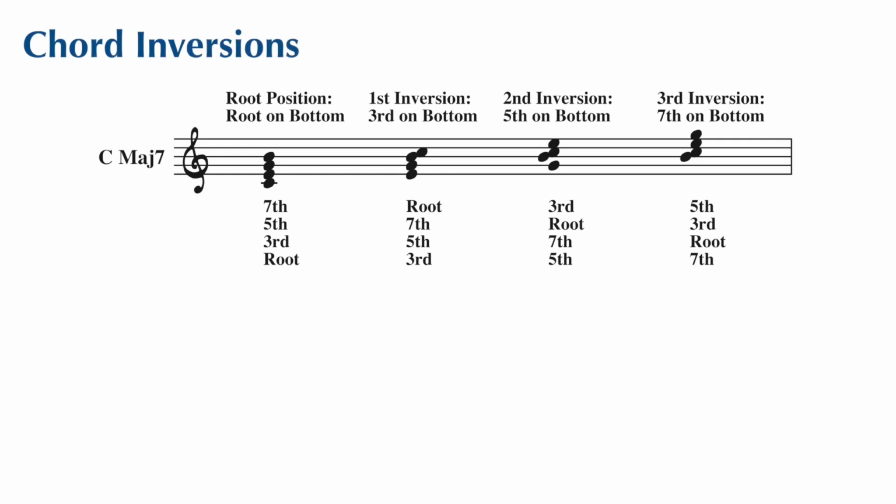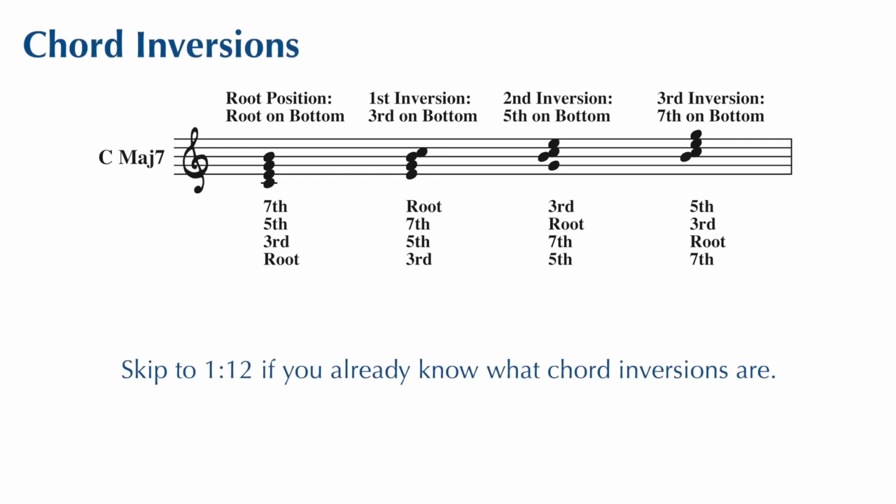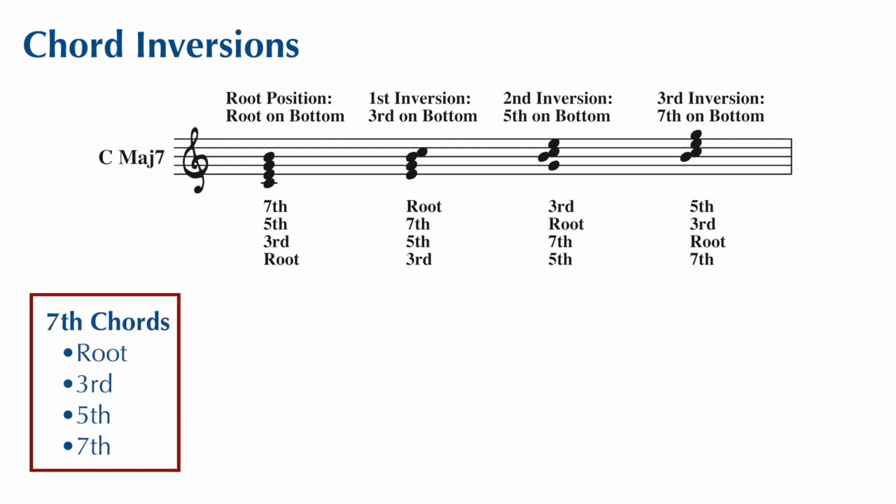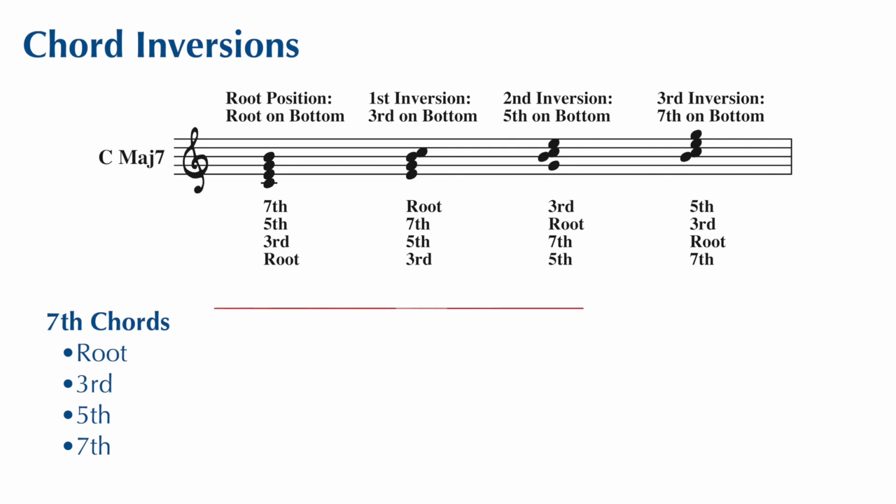Before we get into the shell voicings, we're going to briefly talk about inversions. If you already know what chord inversions are, go ahead and skip ahead. A seventh chord of any type is made up of a root, which is the note the chord is built on, plus a third, fifth, and seventh. From low to high, you can arrange these notes in any order.